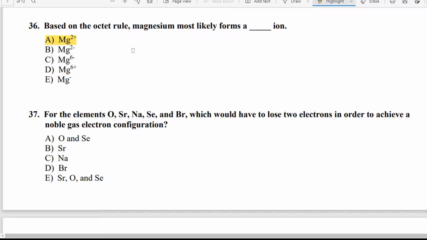The octet rule means that all atoms will either gain or lose electrons in order to have a full valence shell of 8 electrons. That's what octagon, 8. So that's why it's called the octet rule. Although there are exceptions to the octet rule. What are the exceptions to the octet rule?